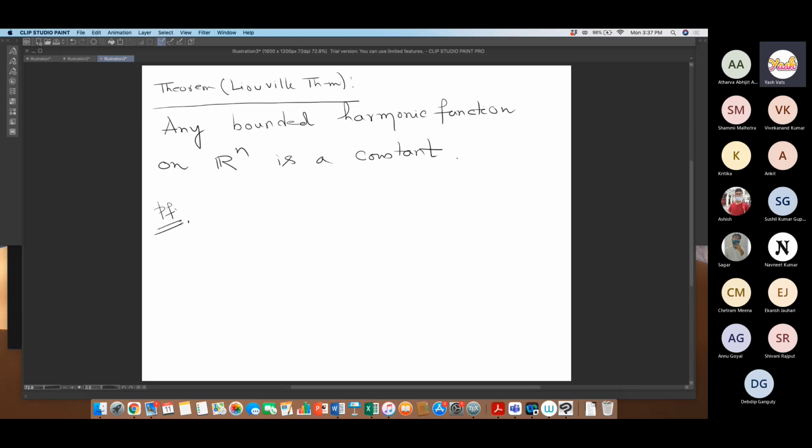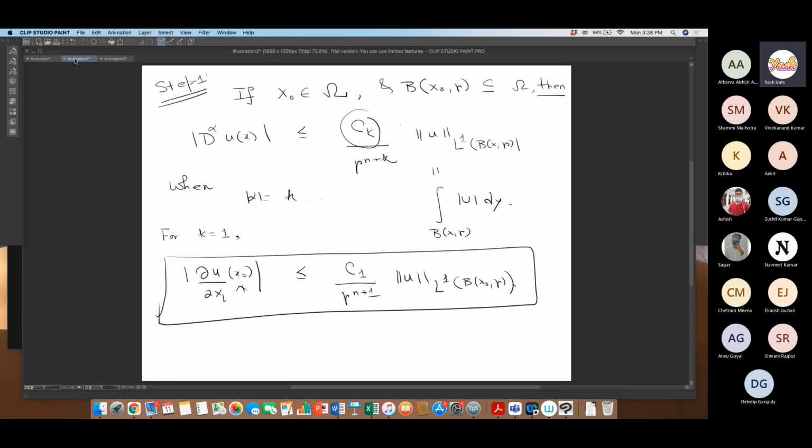From the last inequality. From which one? This one? Yeah.